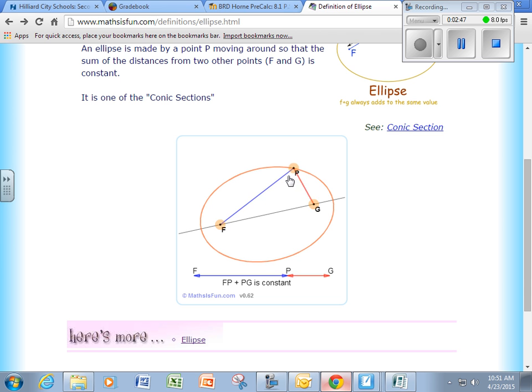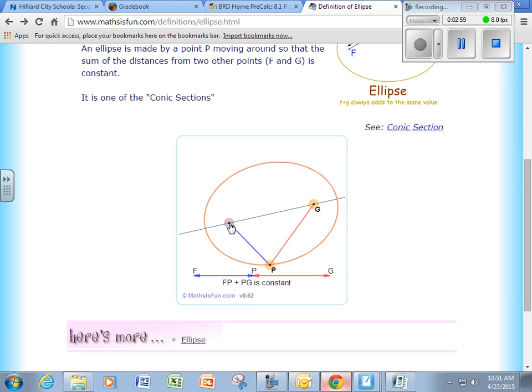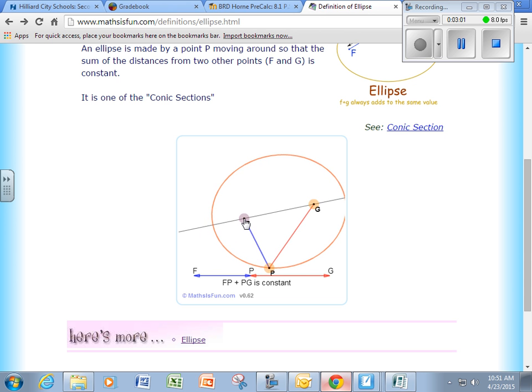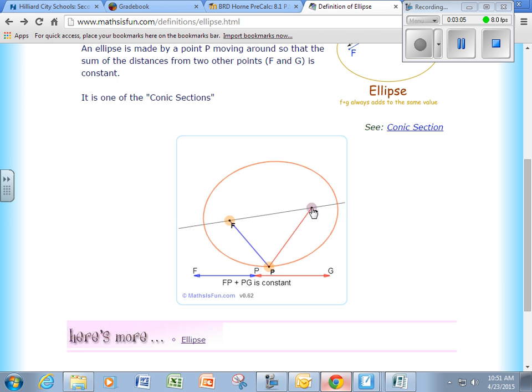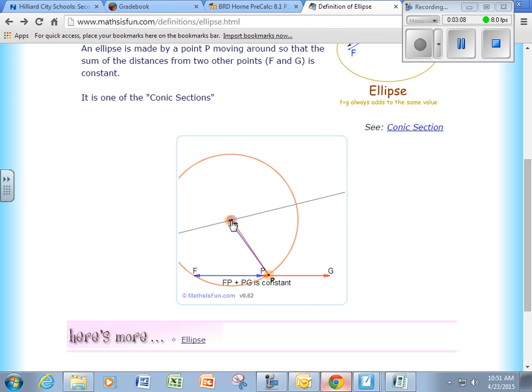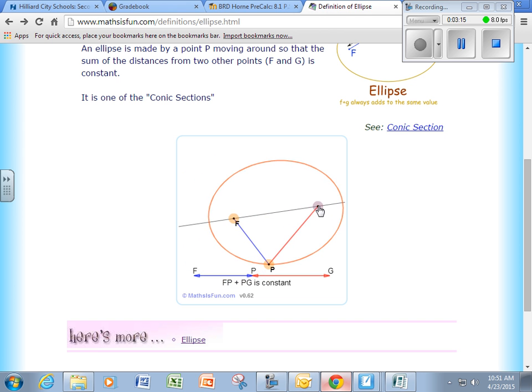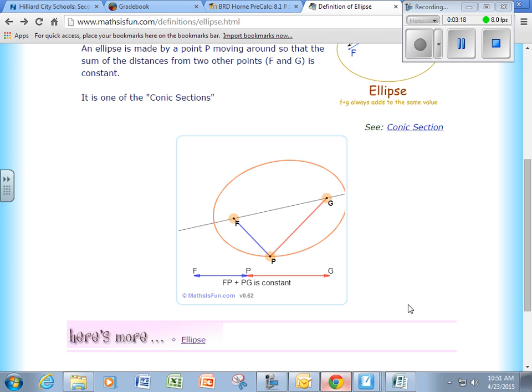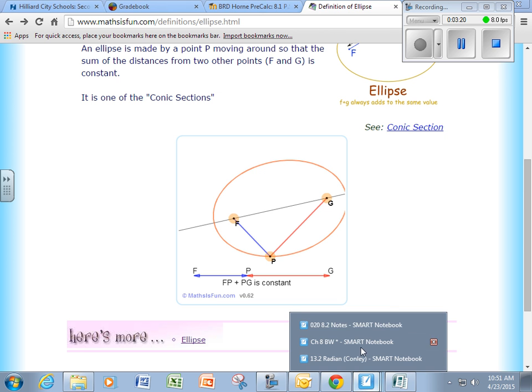So even as red gets bigger and as red and blue change from getting big to small, the FG itself, this length in total, doesn't ever change. I can even change the foci, so as my foci change, obviously my ellipse changes. This is always cool to look at: when the two foci are at the same point, you actually have made a circle. So again, it's just kind of fun to pull some of that stuff around. Okay, back to our notes.